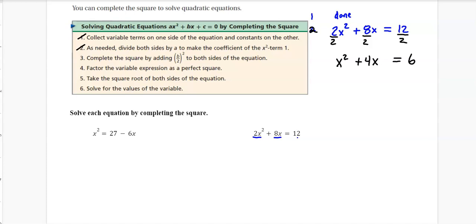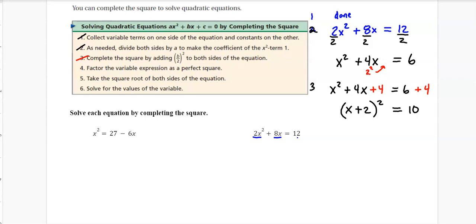Now I got to complete the square. So I'm going to have x squared plus 4x. To complete the square, remember, I got to chop b in half, which would be 2, and then I have to square it and put it on both sides. So 2 squared is going to be adding a 4 to this side. But then if I add it to that side, I also have to add it to this side to keep the equation balanced. Now I should be able to factor, because I have a perfect square here. This is x plus b, or x plus 2 squared, is 10.